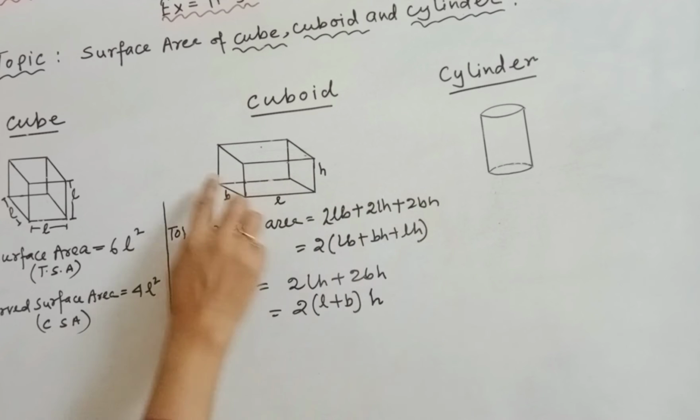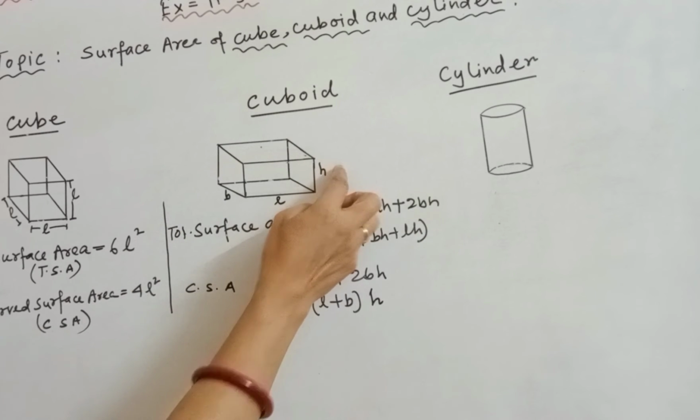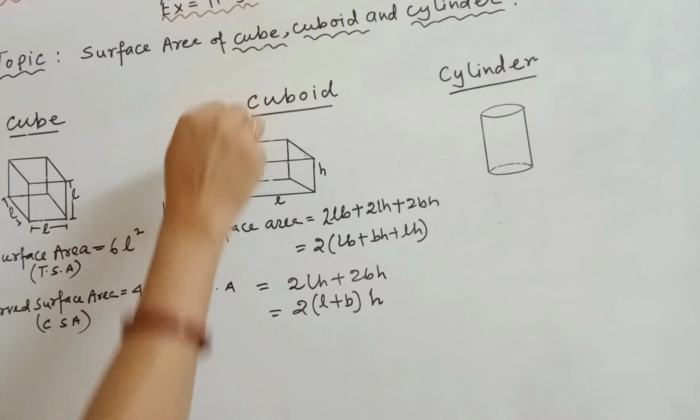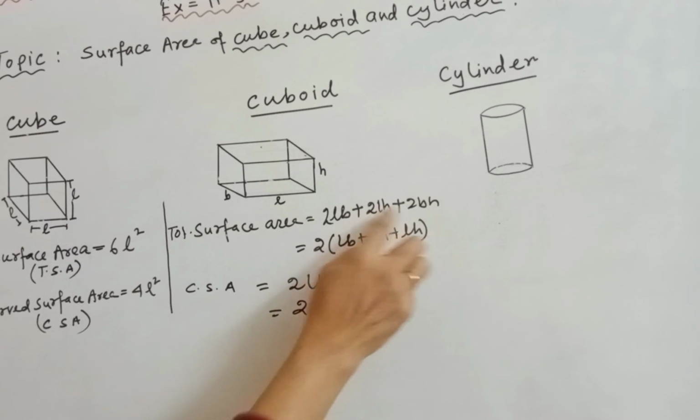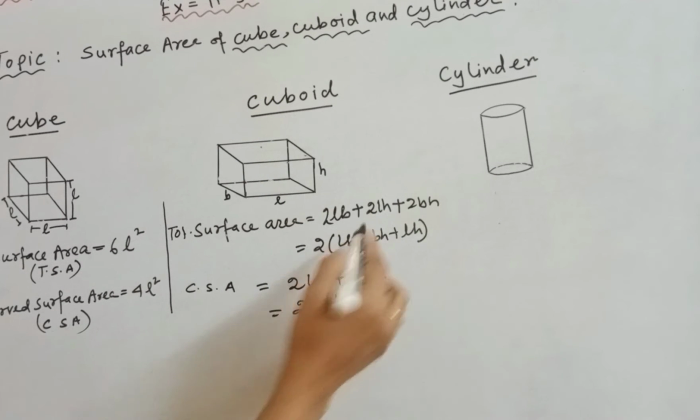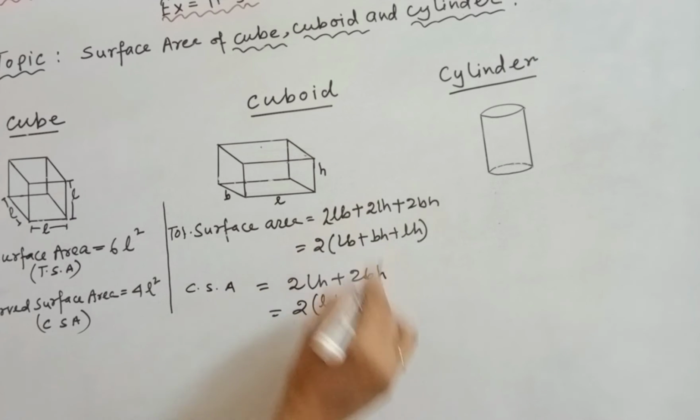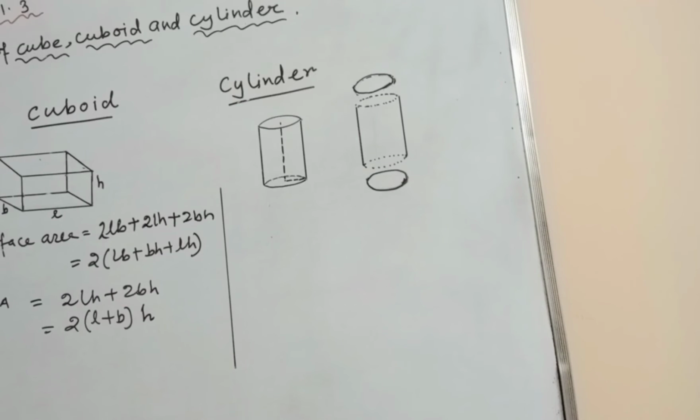Only 4 sides: left side and right side, front side and back side. So LB, 2LB plus 2BH, 2LH plus 2BH. LB we are leaving. Understood? Now going to the cylinder.